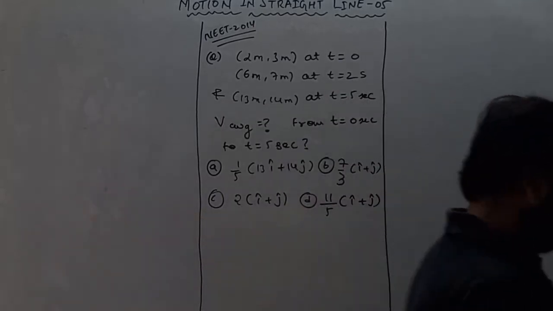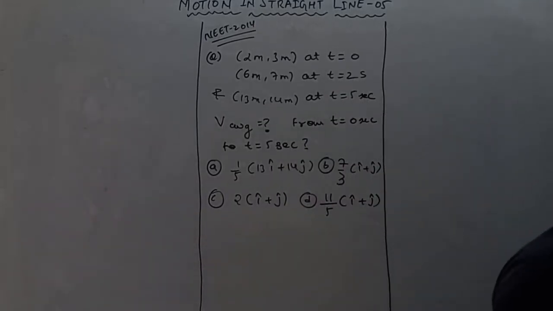I am repeating the question once again. In the question they are saying a particle is moving such that its position coordinates x comma y are 2 meter comma 3 meter at t equals 0, 6 meter comma 7 meter at t equals 2 second, and 13 meter comma 14 meter at t equals 5 second. Find the average velocity from t equals 0 to t equals 5 second.